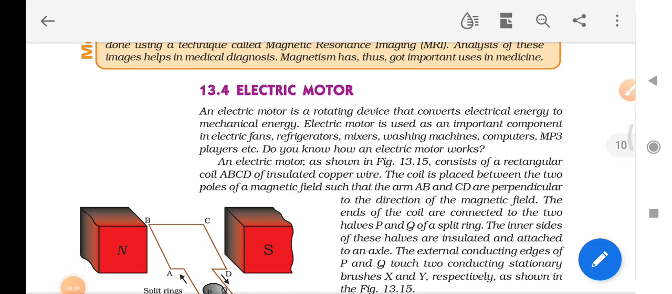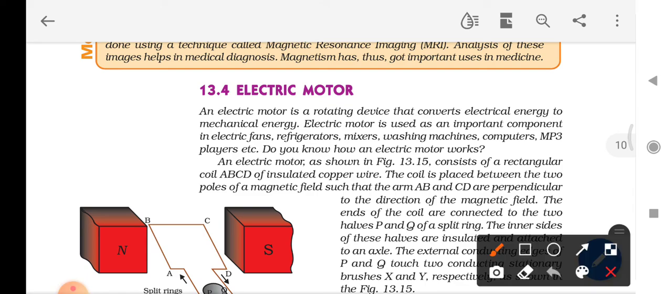Take your science book and open chapter number 13, Magnetic Effect of Electric Current. See topic 13.4, Electric Motor. This is the definition of an electric motor. An electric motor is a rotating device that converts electrical energy to mechanical energy. It is used in electric fans, refrigerators, mixers, washing machines, computers and MP3 players.